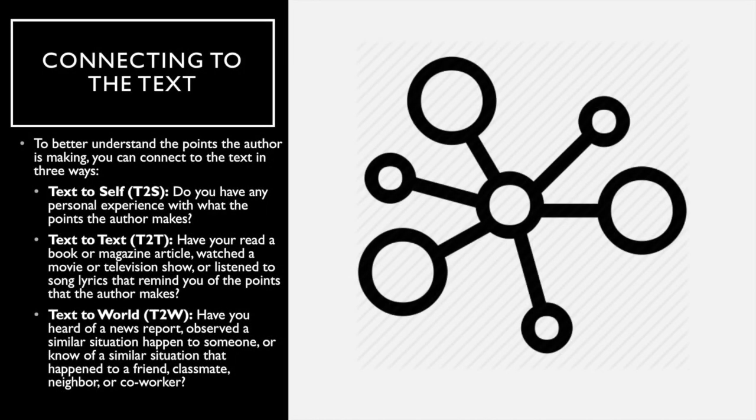Another critical reading strategy is connecting to the text. To better understand the points the author is making, we typically see connections in three ways. Text to self, meaning you have a personal experience with the points that the author is making. Text to text, meaning you've read something or seen something that reminds you of the points the author is making. And then text to world. This means that you've encountered something in the news or observed it in those around you that connects you to the points that the author is trying to make.